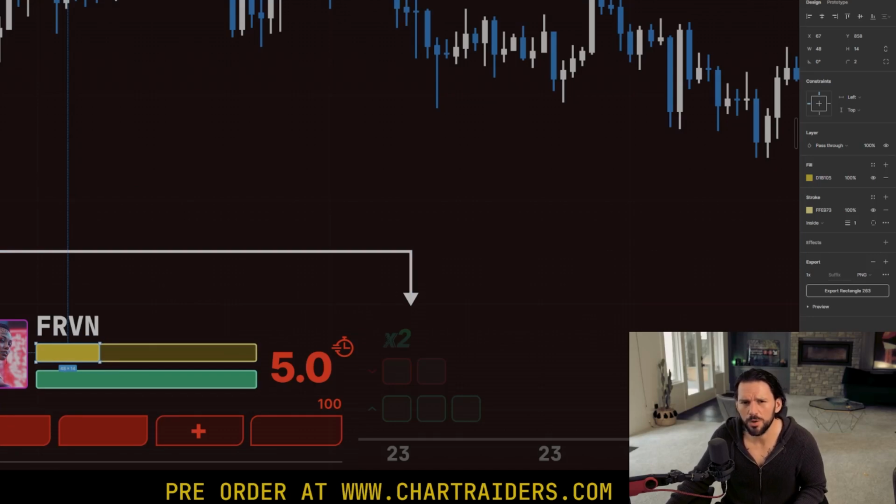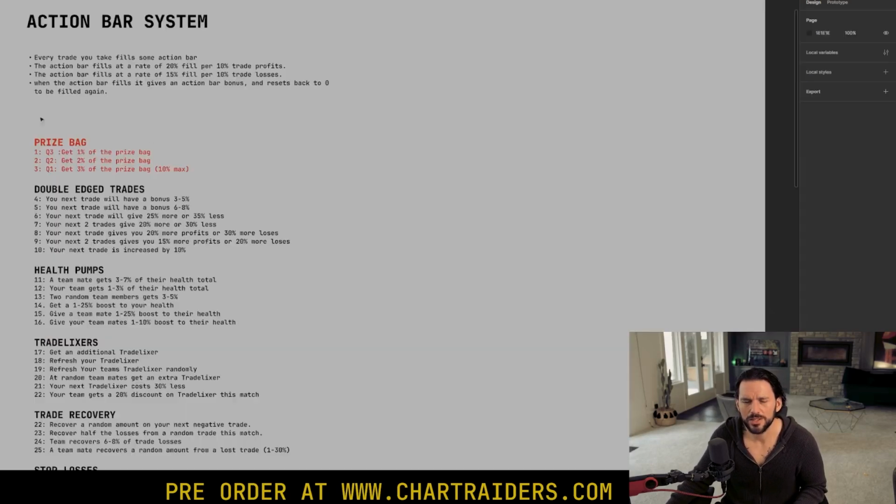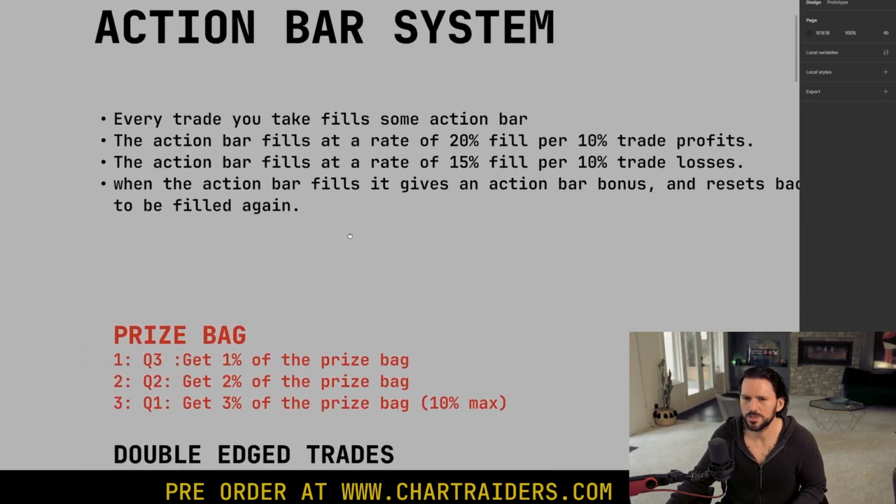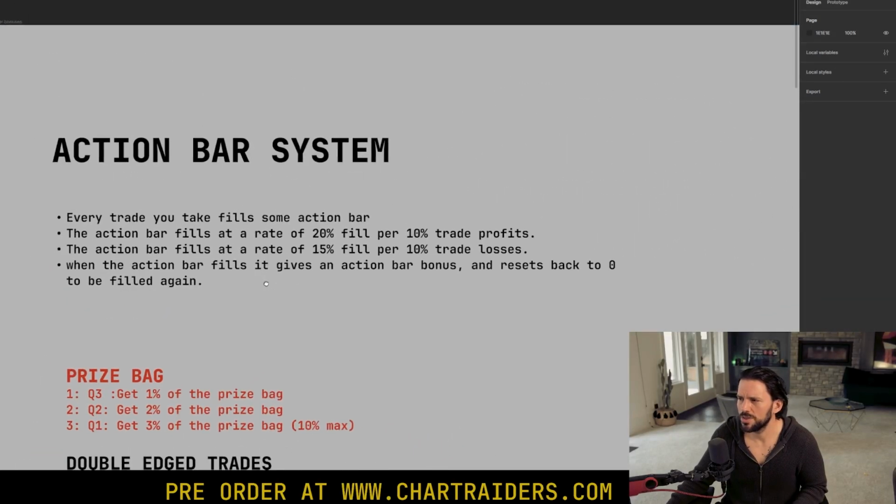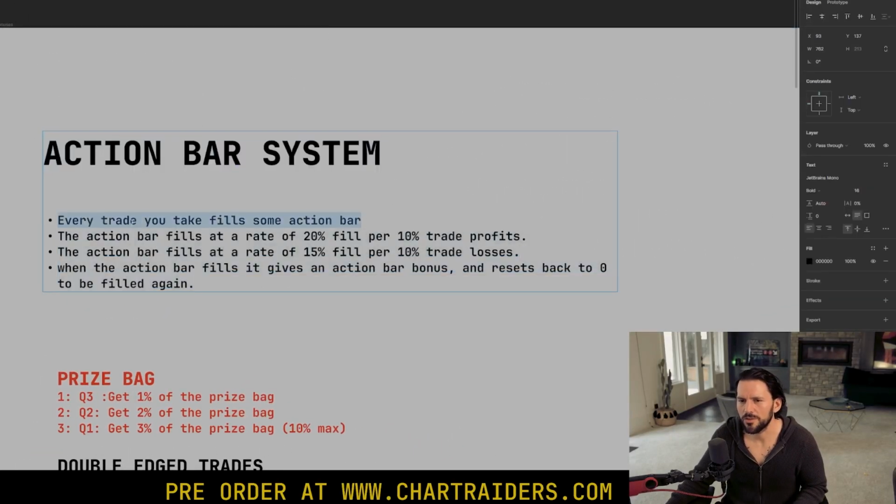Let's go look at the bonuses for the action bar and start talking about a few of these different systems. So let's first talk about the parameters around the action bar system. Every trade you take fills some action bar. The action bar fills at a rate of 20% fill per 10% trade profits. And we might flip that to something like 10% for 20%, et cetera. We're going to figure that out during the beta period while we test this and see what's too much and what's too little, all a part of our balancing act.